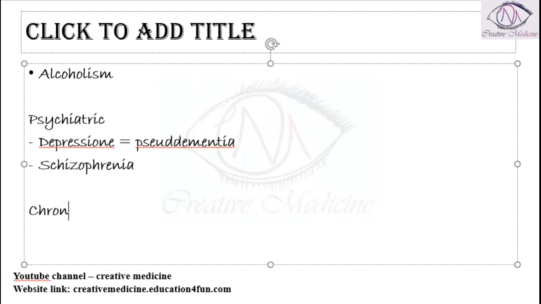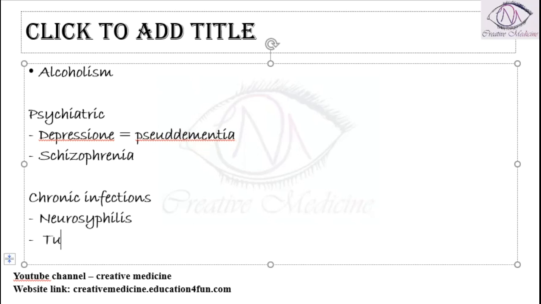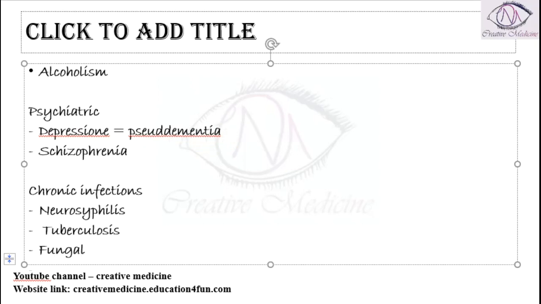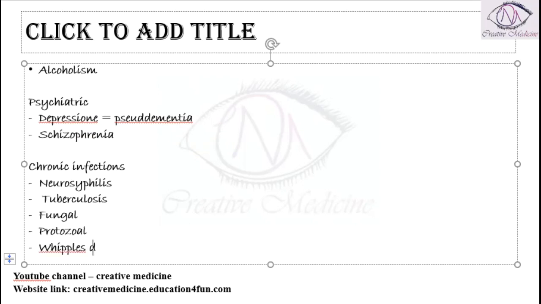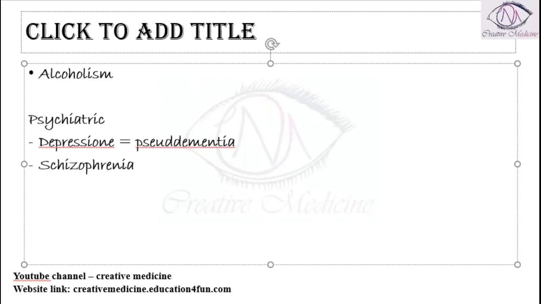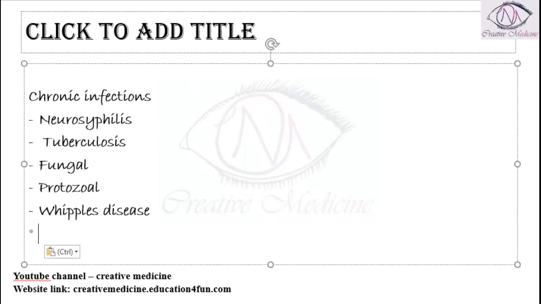Then we have chronic infections that can cause dementia, like if the patient has neurosyphilis, tuberculosis, fungal infections, protozoal infections or Whipple's disease. All these can result in dementia in the patient, that too reversible dementia.